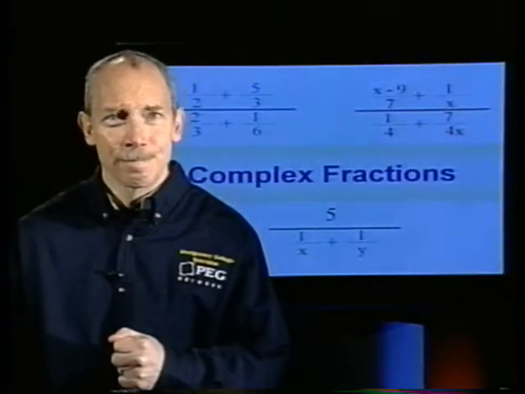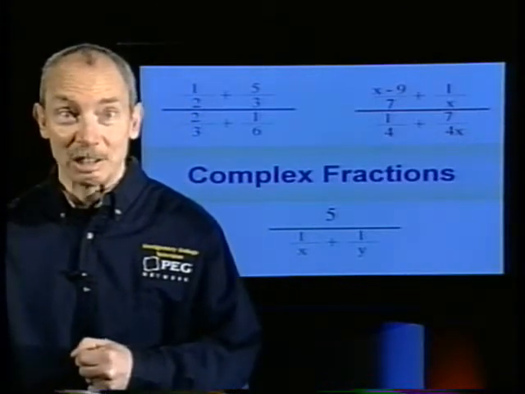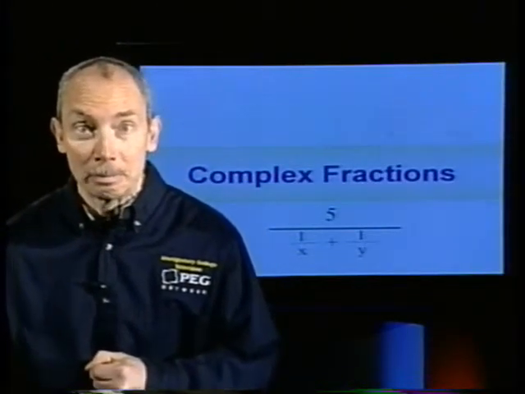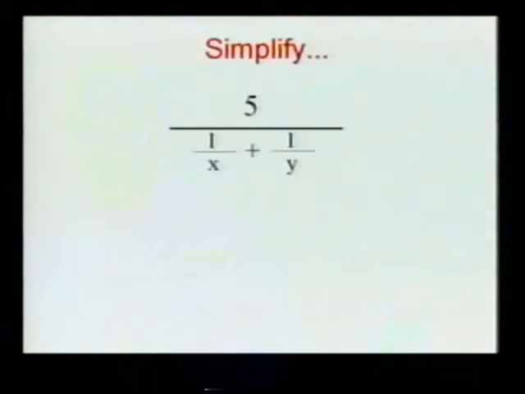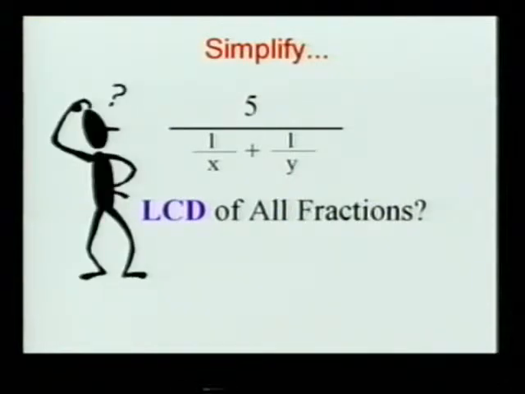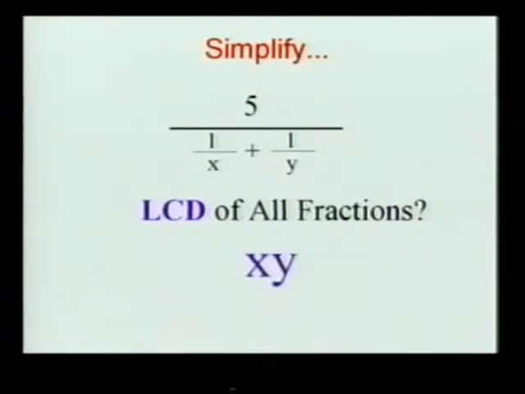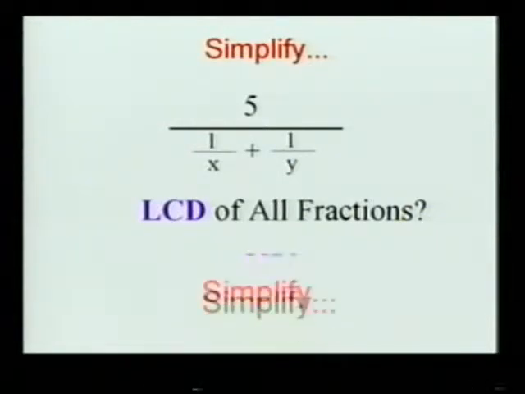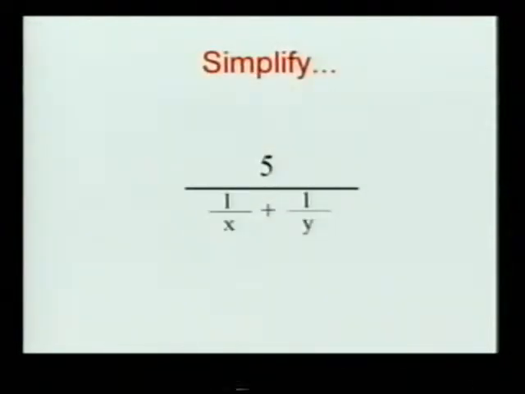Well, one of the things we did was complex fractions. What did we do with them? Well, we simplified them. Something like this, okay? Well, in a fraction like this, we had to find the LCD first. I looked at all the bottoms, and I saw one had a bottom of X, one had a bottom of Y. The LCD was certainly just XY. Now what did I do with XY to simplify this complex fraction?